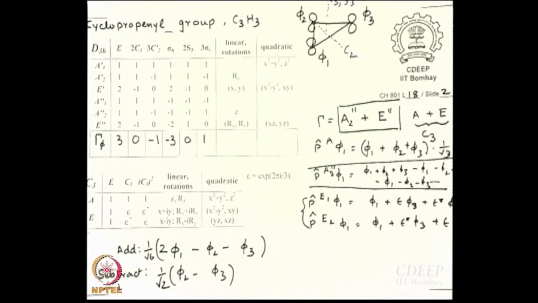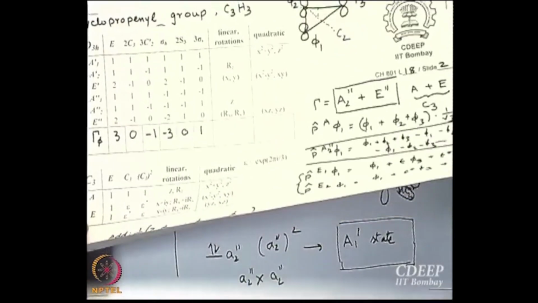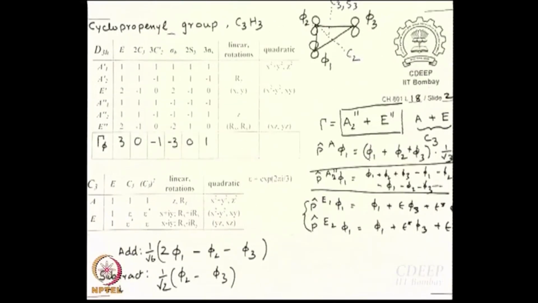A2 double dashed cross E double dashed. Are you getting E dash? Everybody is convinced? I haven't worked it out myself, but if you are getting E dash, then we are a little lucky. Generally, it doesn't work out like that. Generally, what you get is a reducible representation which breaks down into multiple terms. But if you are getting it, it's fine. You are getting E dash, so you are lucky. What will we call that state? E dash state.